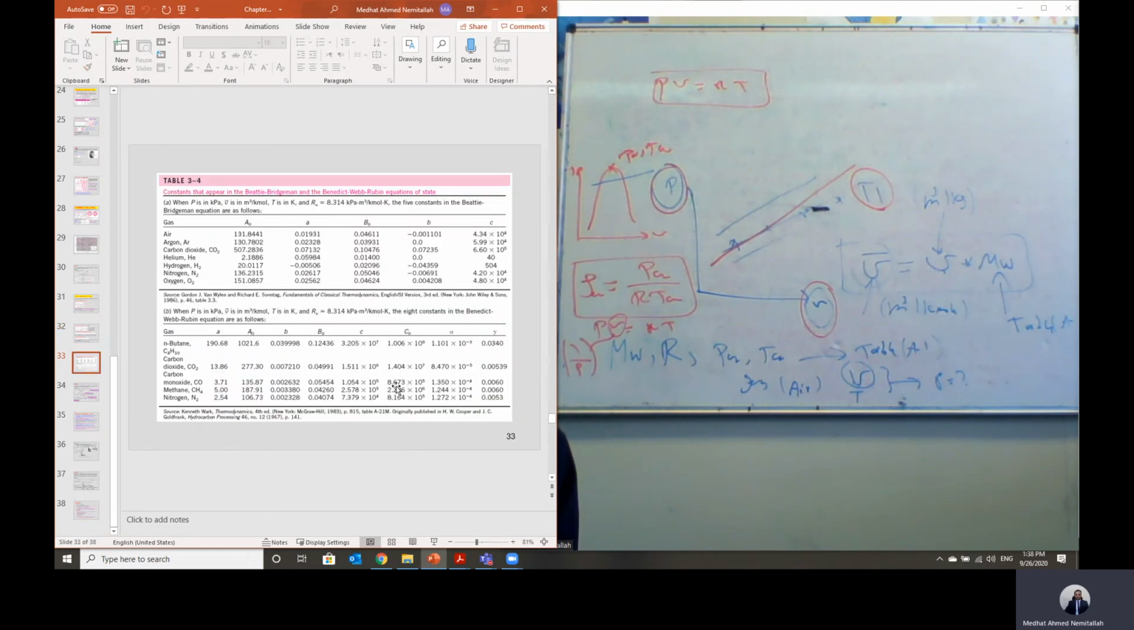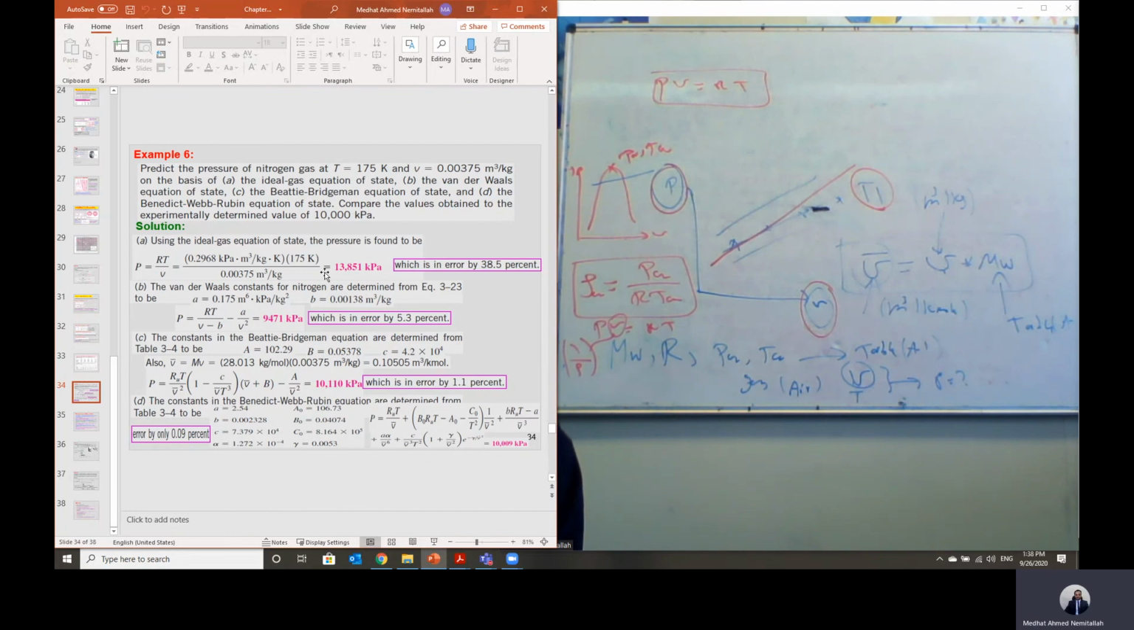Okay, let's see, guys, there is an example. You can look at this example to see how accurate all of these equations are.